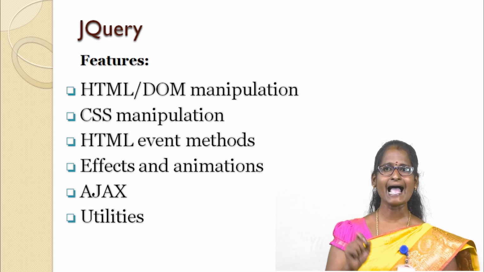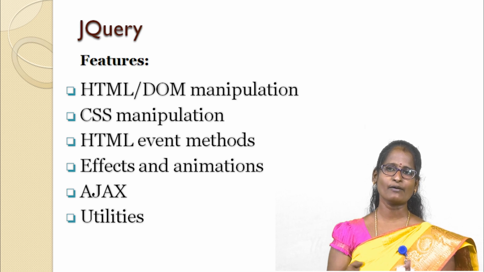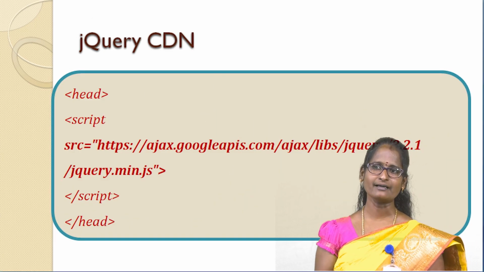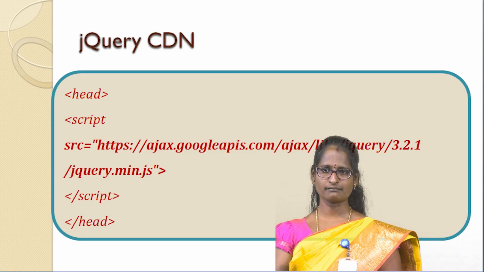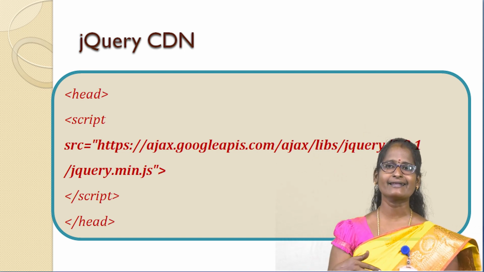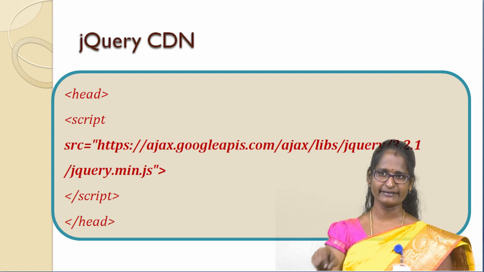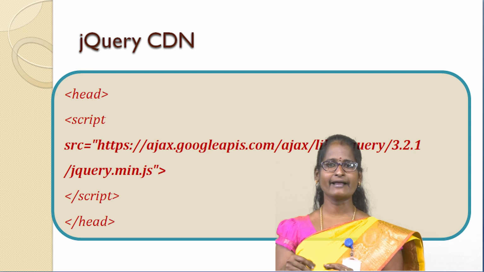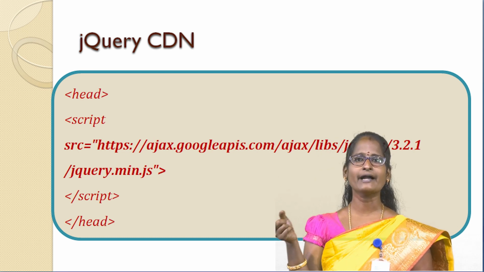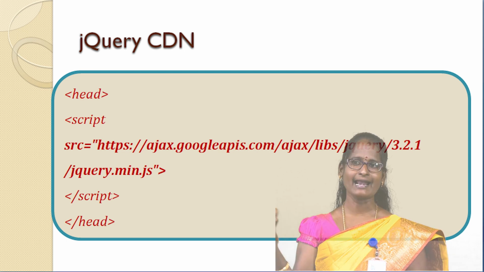How to add jQuery to your web pages? First, way one, download the jQuery library from jQuery.com. Then next, include jQuery from a CDN like Google. This is the syntax we use for the jQuery CDN. First, we write head, script and src. The src is where you find the library from.